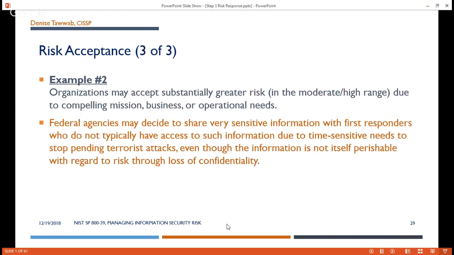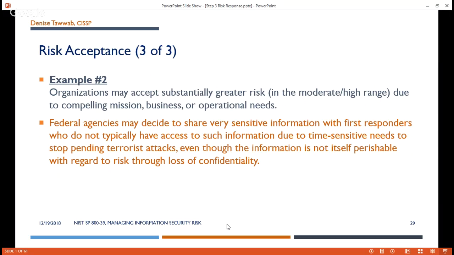Another example is that your organization may accept substantially greater risk in the moderate to high range because of a compelling business or operational need. Federal agencies may decide to share very sensitive information with first responders who don't typically have access to such information due to the time sensitive needs, for example, to stop pending terrorist attacks, even though the information is not itself perishable with regard to risk through the loss of confidentiality. Let me say that again because that sounded confusing when I said it.